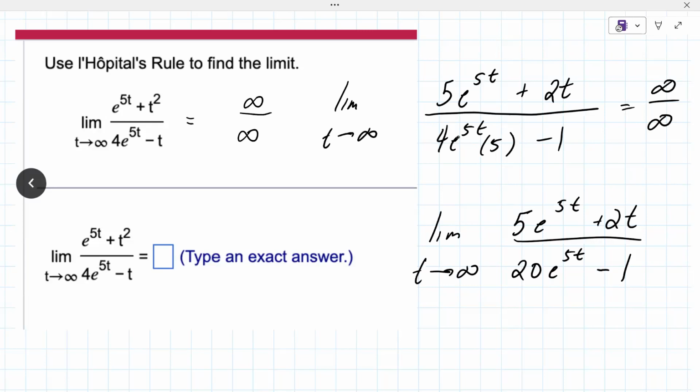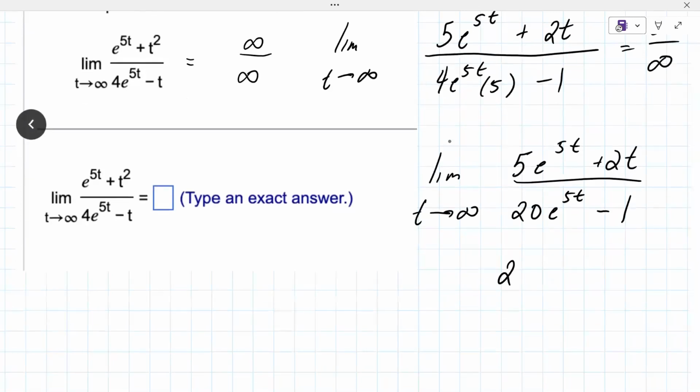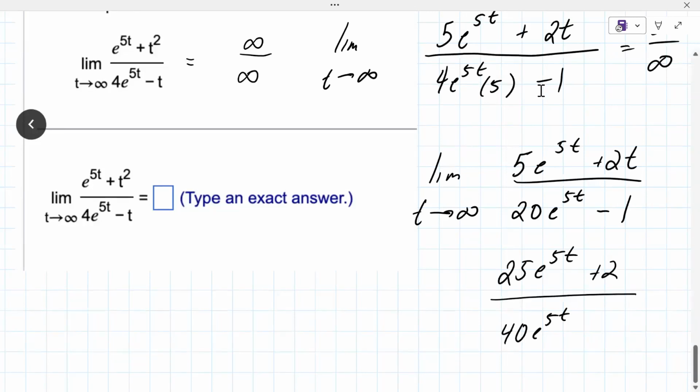Would it be 25 e to the 5t plus 2 over 40 e to the 5t? Sorry about that. That's not good. So again, unfortunately, it goes to infinity over infinity. So I guess what you have to do one more time is take the derivative.